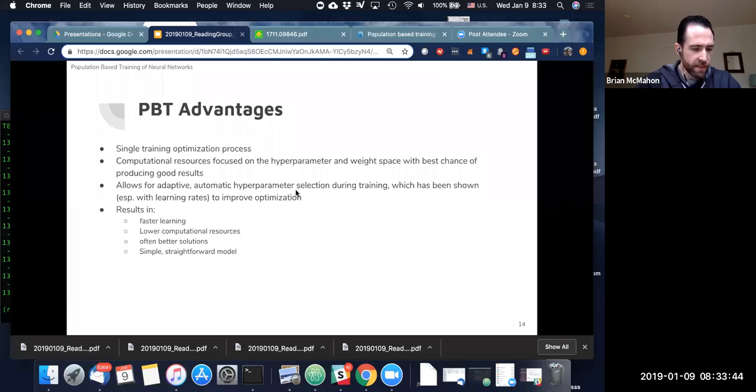Okay, so just to revisit some of the advantages of population-based training, it takes a single training optimization process. The computational resources are focused on the hyperparameter and weight space with the best chance of producing good results. It allows for an adaptive, automatic hyperparameter selection during training, which has been shown, particularly with learning rates, to improve optimization. And this results in faster learning, lower computational resources, better solutions in many cases, and a simple and easier to use model. And again, that you don't have to mess with complex schedules, etc.